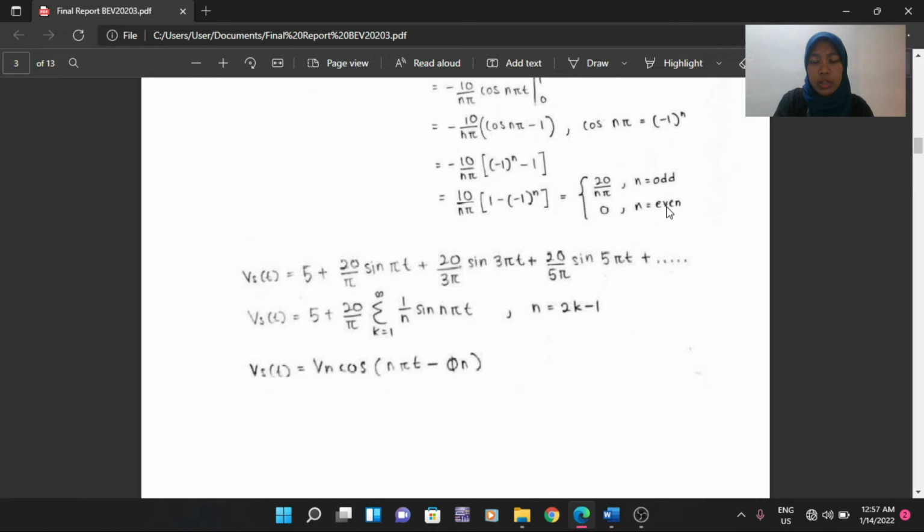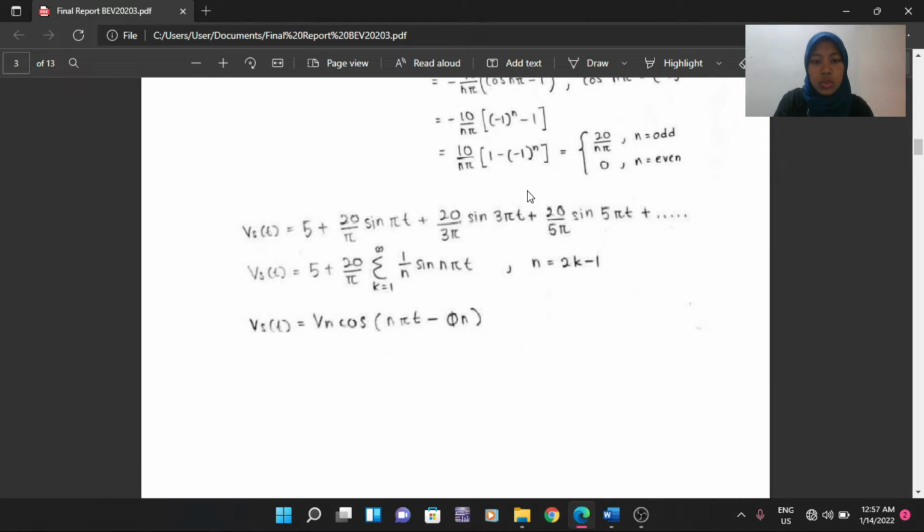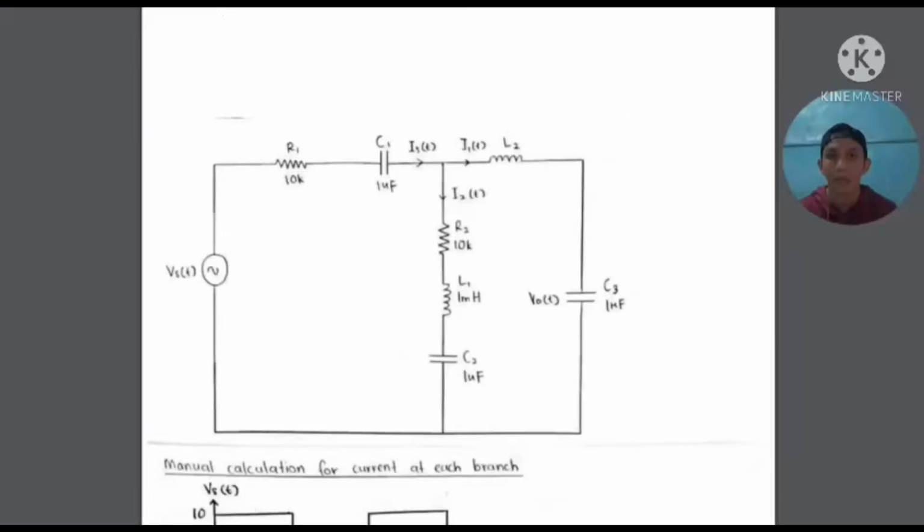And we know that if we substitute the value of n with even numbers such as 2, 4 and 6, in this equation we got 0. So we know that from this equation v(t) is equal to 5 plus 20 over pi sin pi t plus 20 over 3 pi sin 3 pi t plus 20 over 5 pi sin 5 pi t and more.